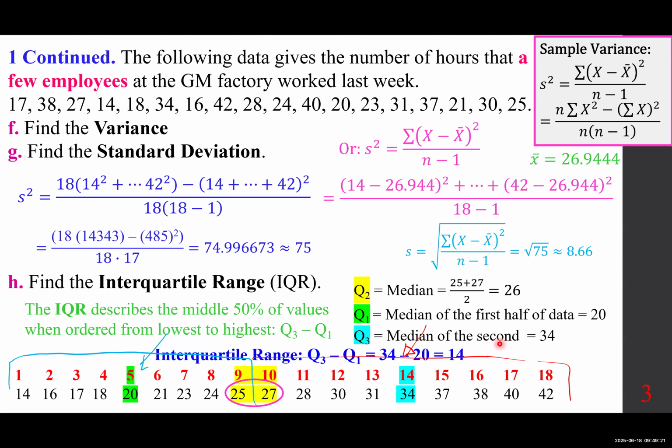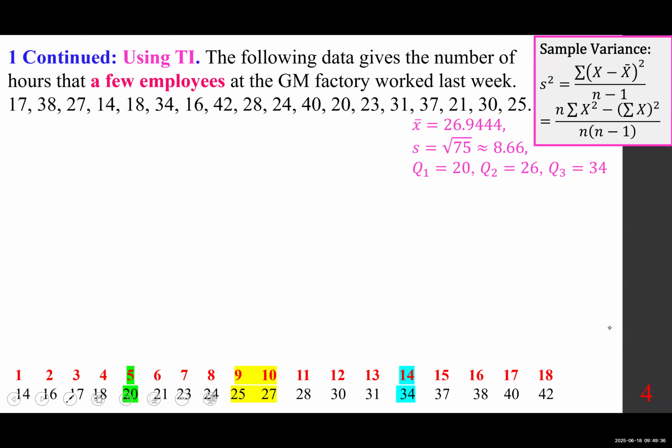Now, interquartile range, therefore, let me erase my work, is Q sub 3 minus Q sub 1, 34 minus 20. Minus 20, my apologies, which is 14. The difference between these two. Now let's do TI. So we have the same question, the formulas. We know X bar, we know S, we know Q1, Q2, Q3. These are the things we found already by hand. But what about technology? And this is the rank data.